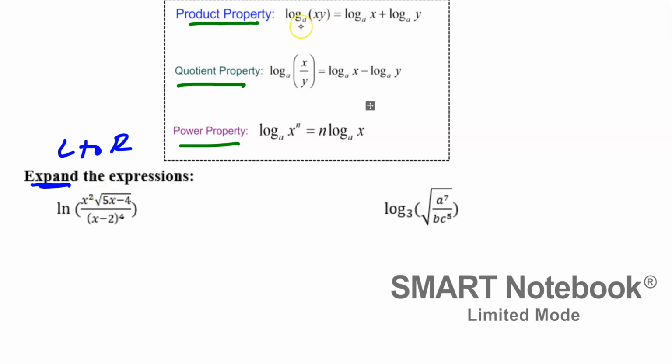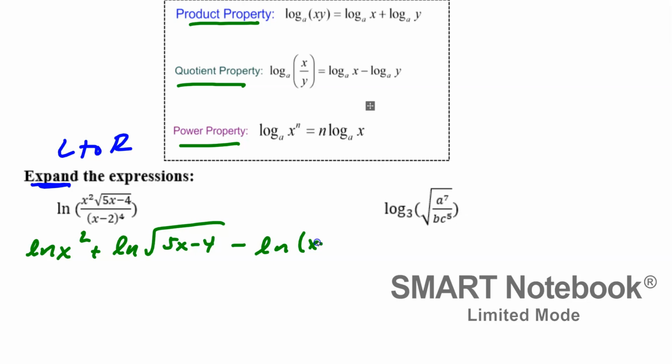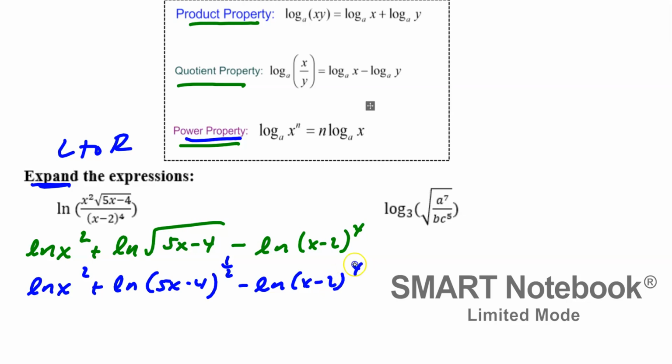So first, the top. If we are multiplying, that leads to two logs being added. So this would be ln of x squared plus ln of root 5x minus 4, but then we're dividing by x minus 2 to the fourth. So that means that we're really subtracting ln of x minus 2 to the fourth. So now we've at least expanded it, but now we need to use the power property and remove the exponents. Before I move some exponents down though, remember that square root means to the 1/2 power. So this is still ln of x squared plus ln of 5x minus 4 raised to the 1/2 power minus ln of x minus 2 to the fourth.